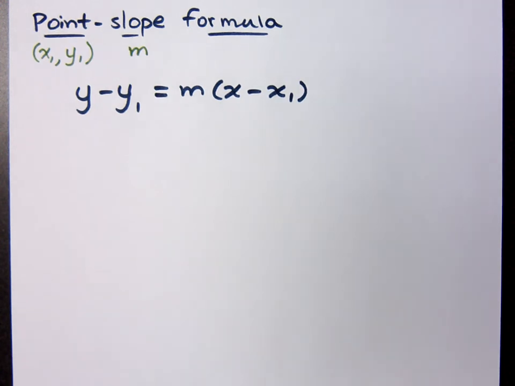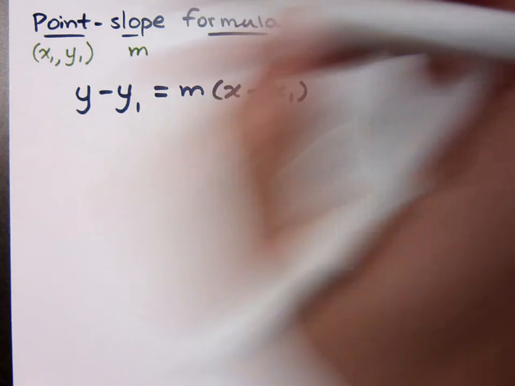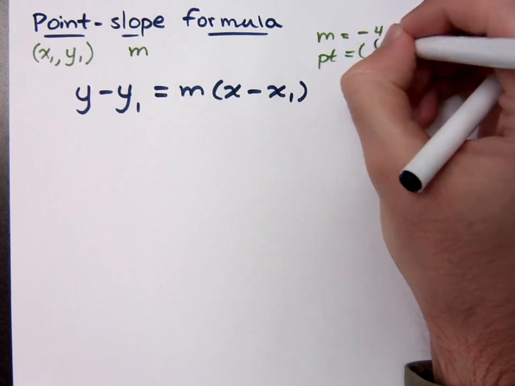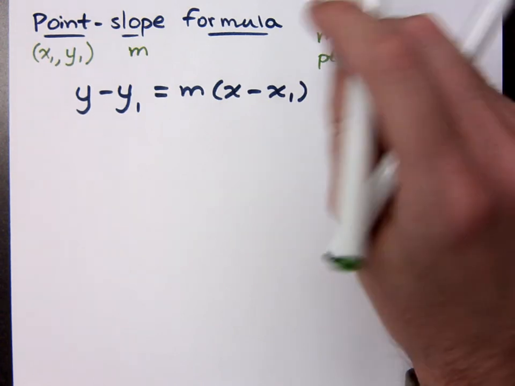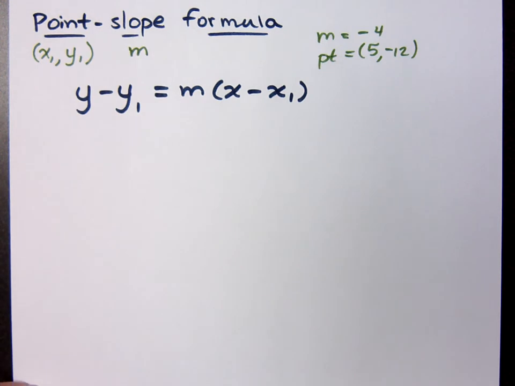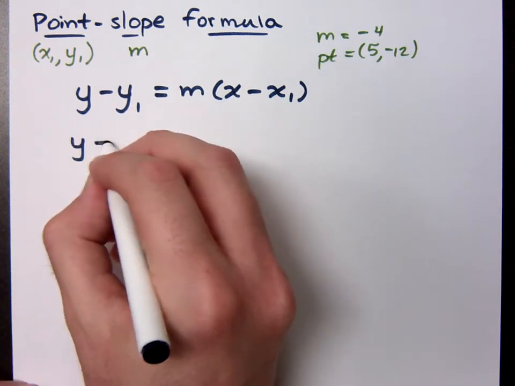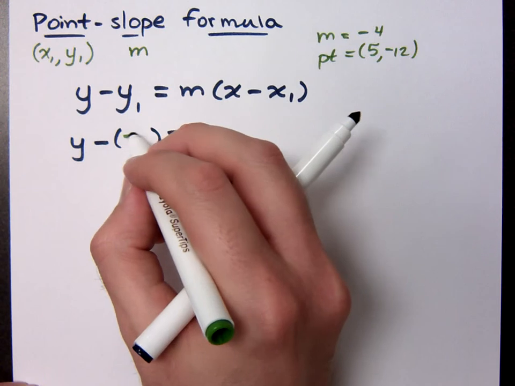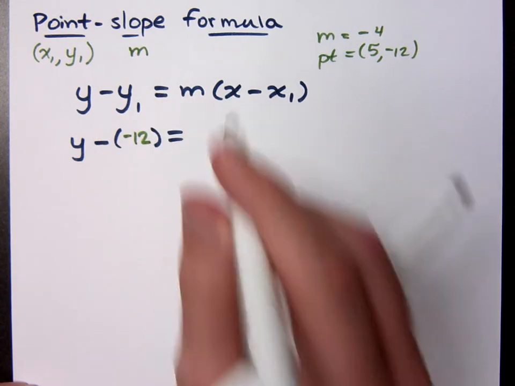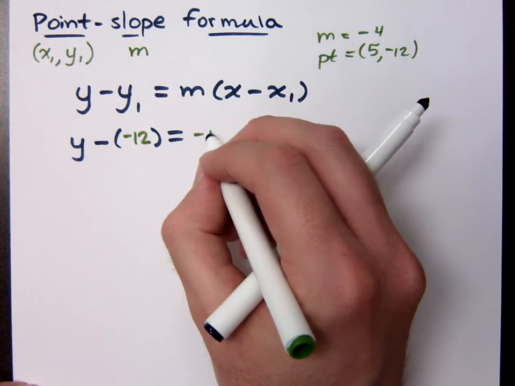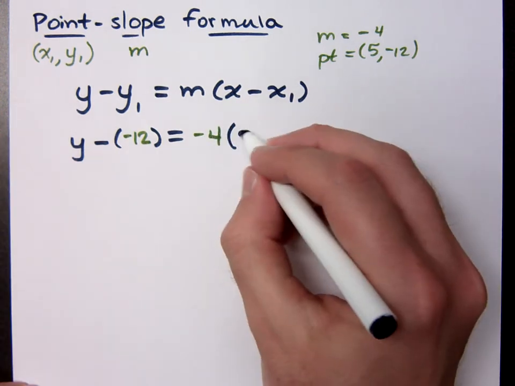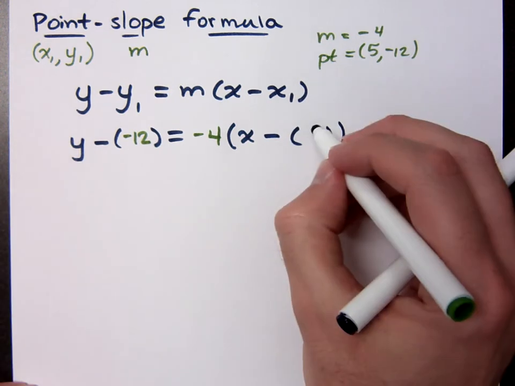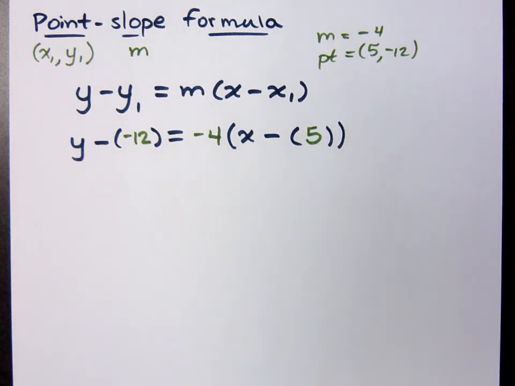So if we look at the last example that we had talked about, previously I was talking about this guy. I said the slope was equal to -4, and I said the point we go through is 5, -12. So that means y minus, what's y1? It's the -12. Make sure you pay attention to those signs. What's your slope? -4, and then we have x minus x1 is 5.